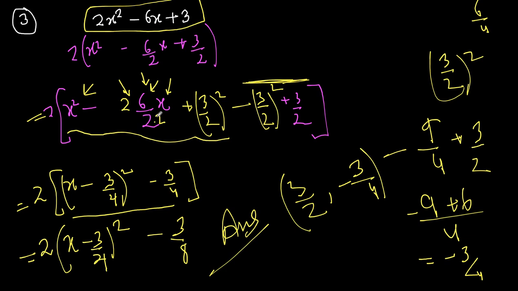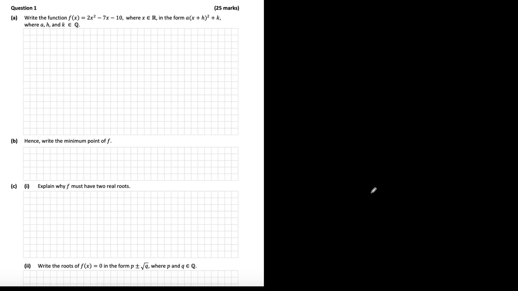Okay, now let me check once again. So this is 6 over 4. So 6 over 4 is 3 over 2. Okay, so 6 over 4, 3 over 2. I think this is fine. This is 6 over 2, and this will be your 6 over 2. Okay, so your point of minimum will be this one, 3 over 2 and minus 3 over 4.